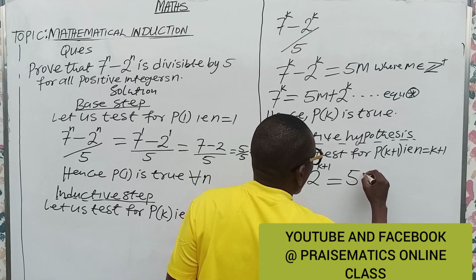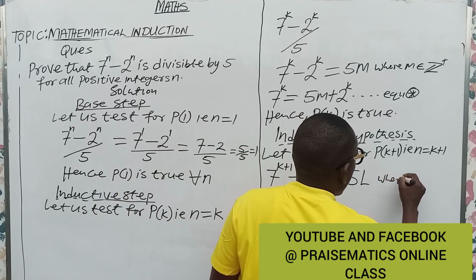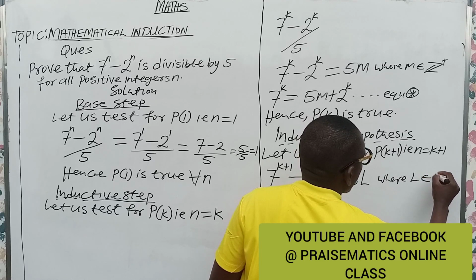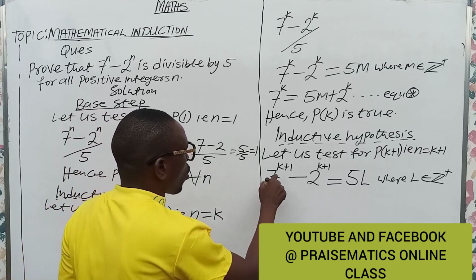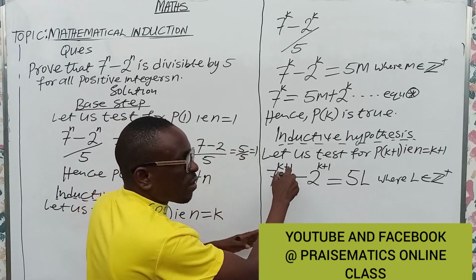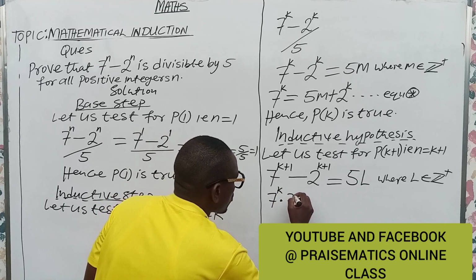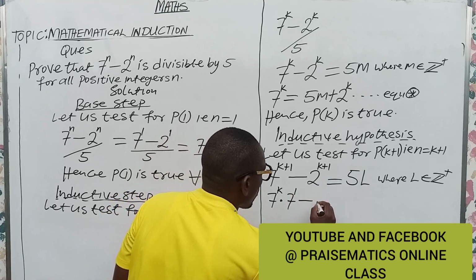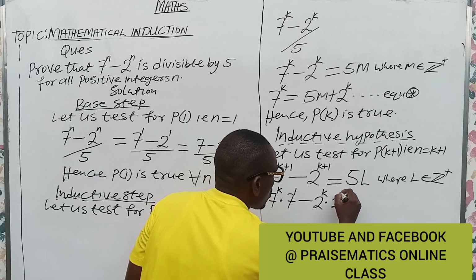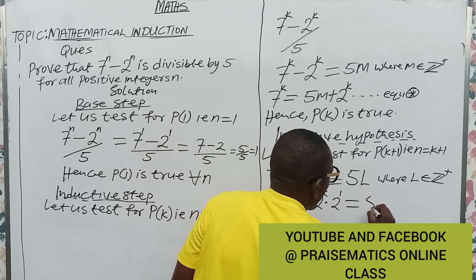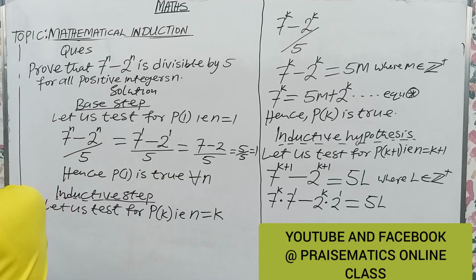Let's just call this L. Pick any other alphabet you like. I pick L here, where L is an element of positive integer. Now, by laws of indices, we can evaluate this like this: 7 raised to power k dot 7 raised to power 1 minus 2 raised to power k dot 2 raised to power 1. Is it divisible by 5?